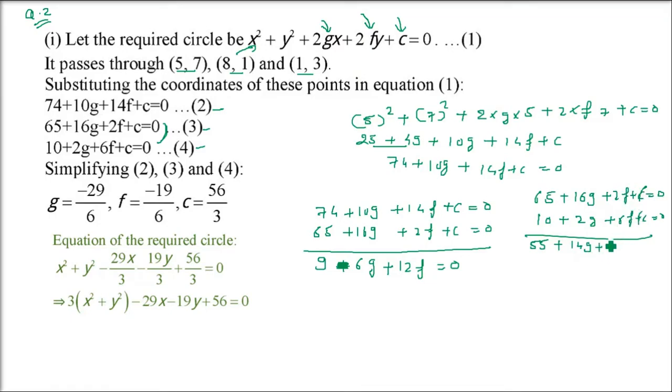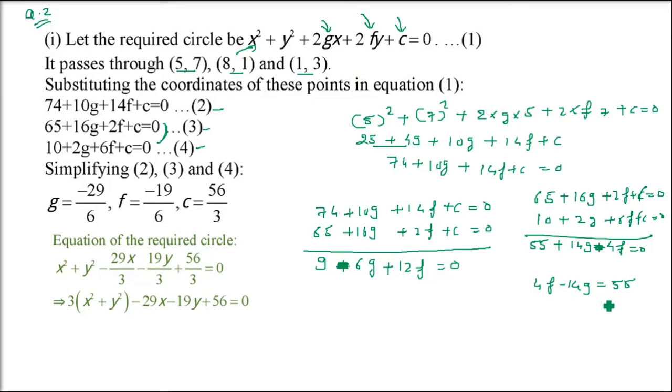And then you have 2 and minus 6 is minus 4, minus 4f, and c gets cancelled. So now you have two equations. These two equations are simply equations with two variables and you are able to solve them. I hope you got the idea.